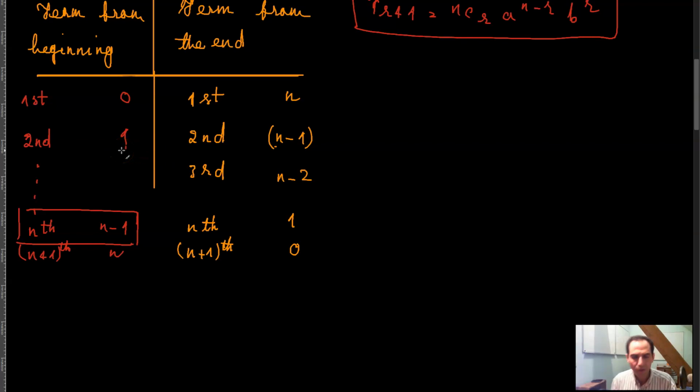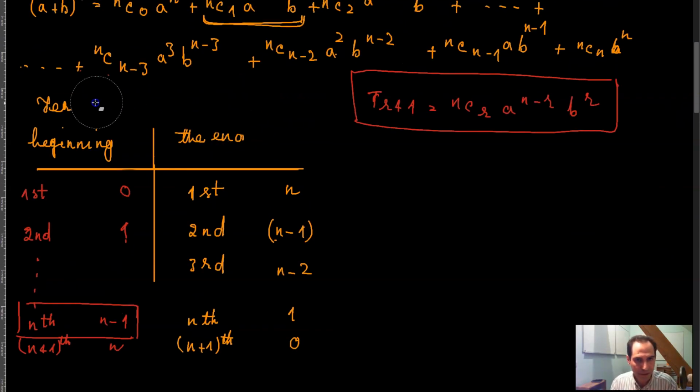What that means is that if you pay attention to this rule over here, if you're looking at the terms from the beginning, from the first term the value of r starts from 0 and goes all the way up to n, right? And if you're looking at the terms from the end, from the first term from the end, which is essentially the last term of the expansion, the value of r is n, and it is decreasing by 1 as you go through the terms towards the beginning. So it's now very simple. Now we understand how this thing basically works.